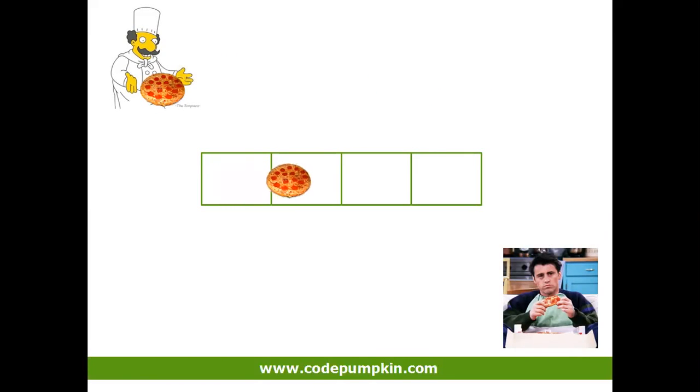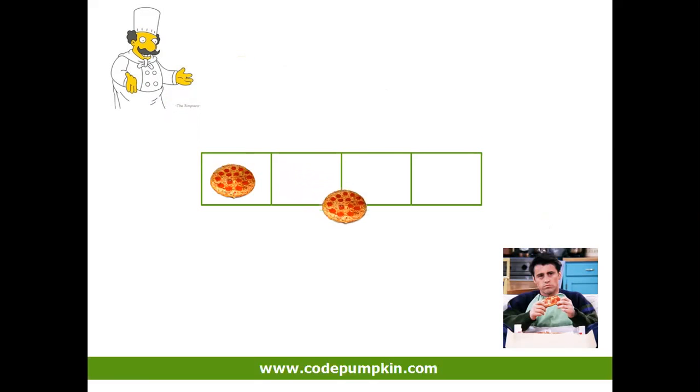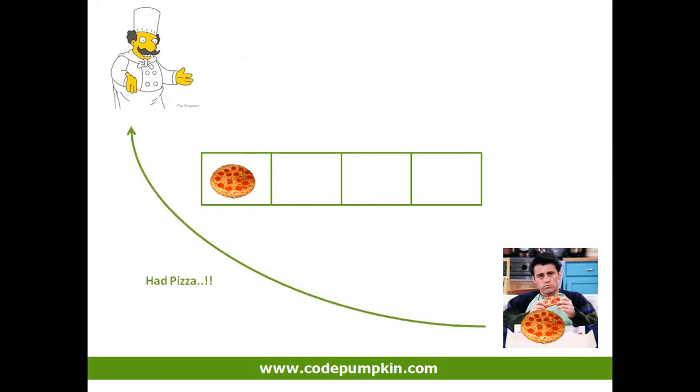After some time, Simpson adds one more pizza to the counter and he again notifies Joey. Now Joey consumes pizza from the counter, and after consuming that pizza he notifies Simpson that he had pizza.